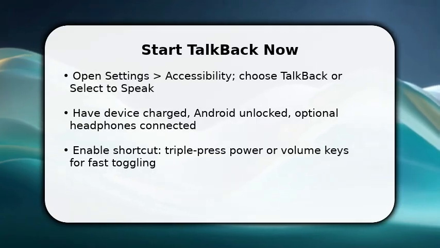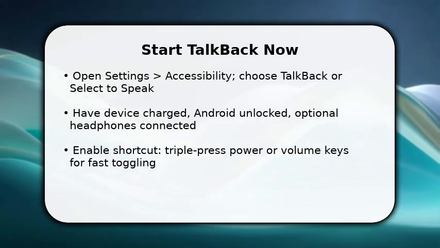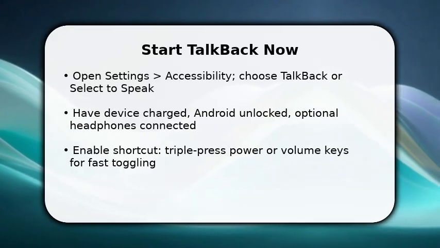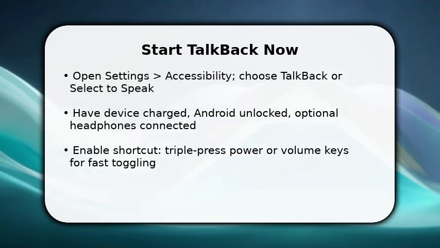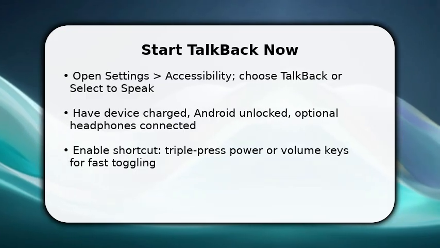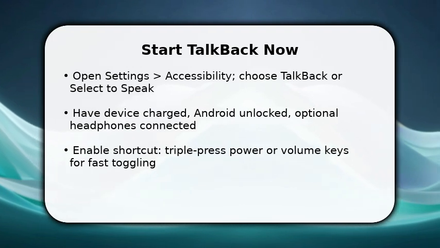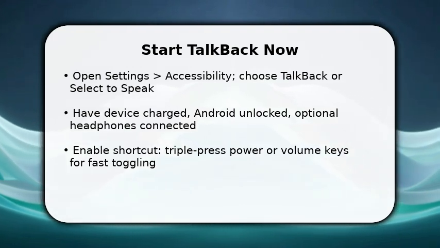Make sure your device is charged and unlocked before you start, and plug in headphones if you prefer private audio. If you want quick access, set the accessibility shortcut now, triple press power or volume keys. This gets you speaking feedback without extra setup, so you can move to touch exploration.